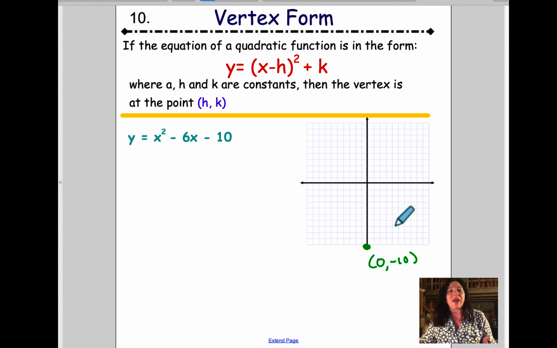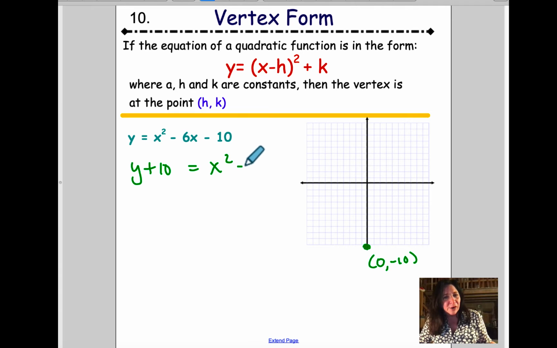So in order to find this in vertex form, right? This is the cool vertex form, right? We're going to complete the square. And so in completing the square, a couple of things have to happen. Number one, see this negative 10, I'm going to move it to the other side. So we have y plus 10 is equal to x squared minus 6x.